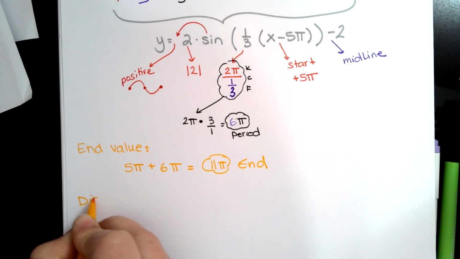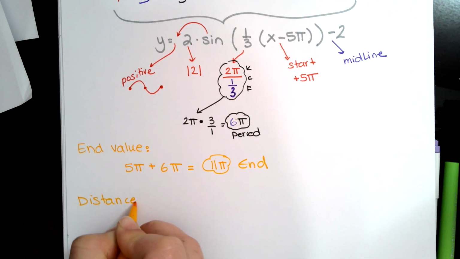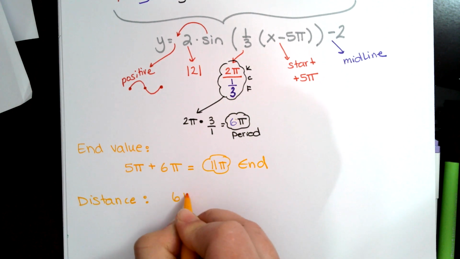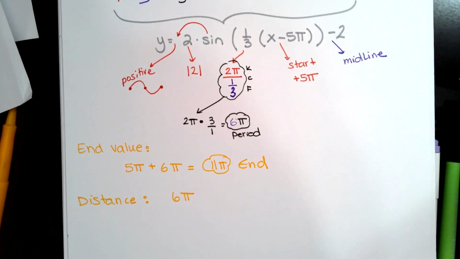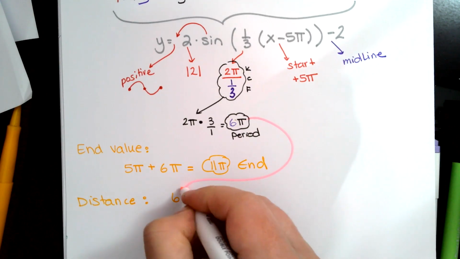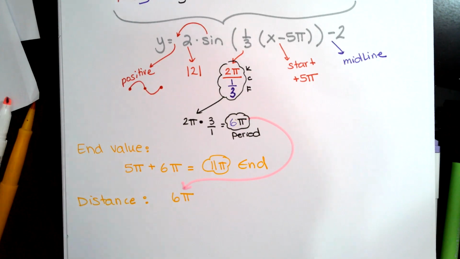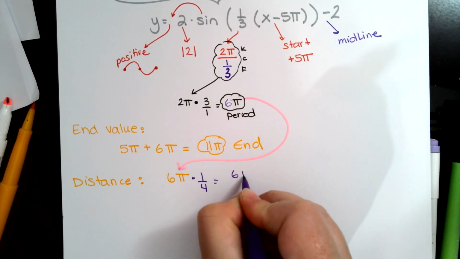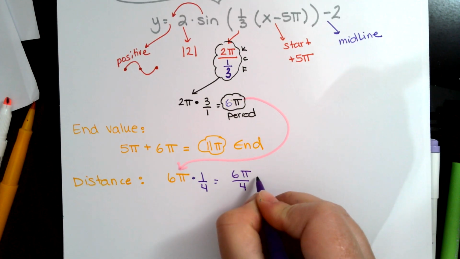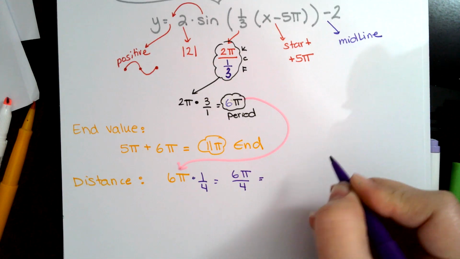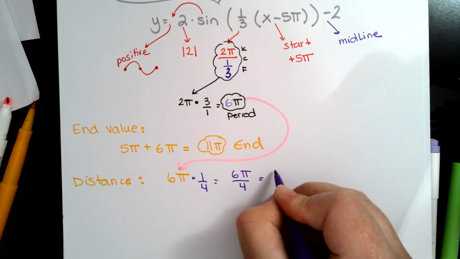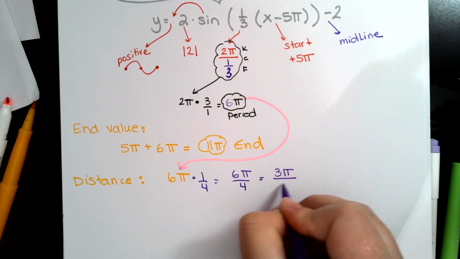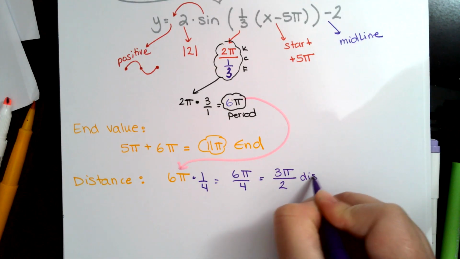And then our distance is taking that 6 pi as our period, and you're always going to be multiplying by 1/4, always. So we get 6 pi over 4 divided by 2 divided by 2. 6 is 3, and this is 2. This is our distance.